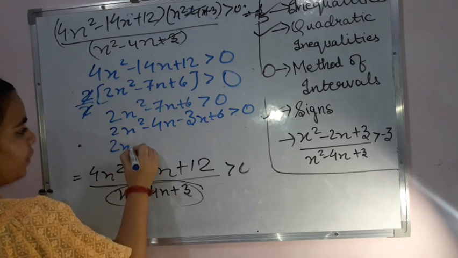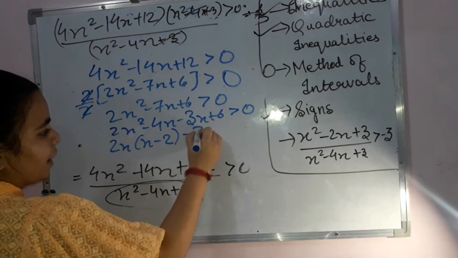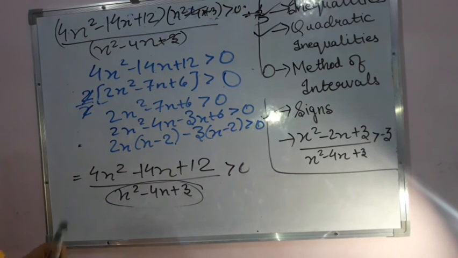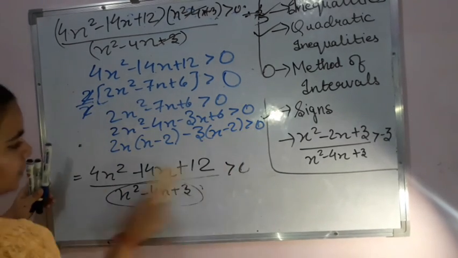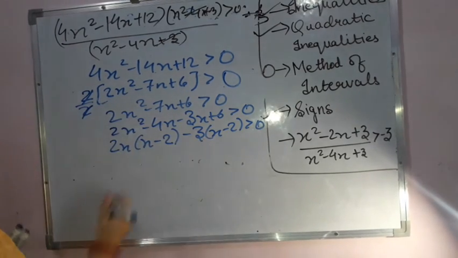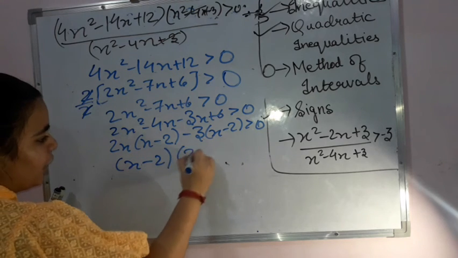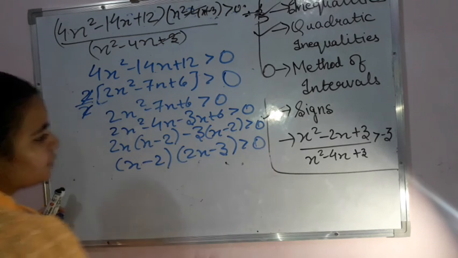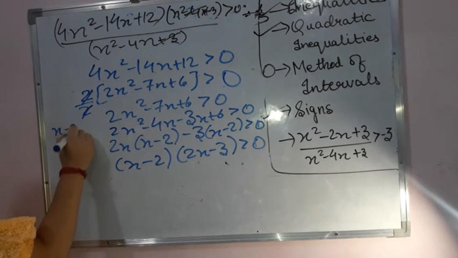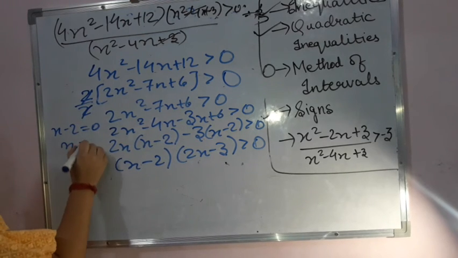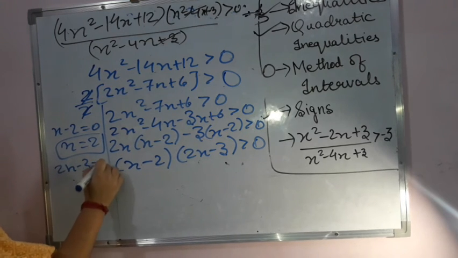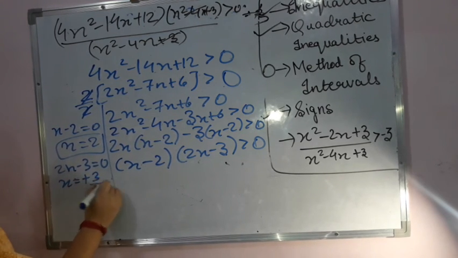I can take 2x common from here, and I am left with x minus 2. Again I can take minus 3 common, so it is x minus 2 is greater than 0. Now can I take x minus 2 common from these? Taking x minus 2 common, I have 2x minus 3 is greater than 0. So what do we do now? We put x minus 2 equal to 0 one time, that means x is equal to 2. The other time we put 2x minus 3 equal to 0, that means x is equal to 3 by 2.